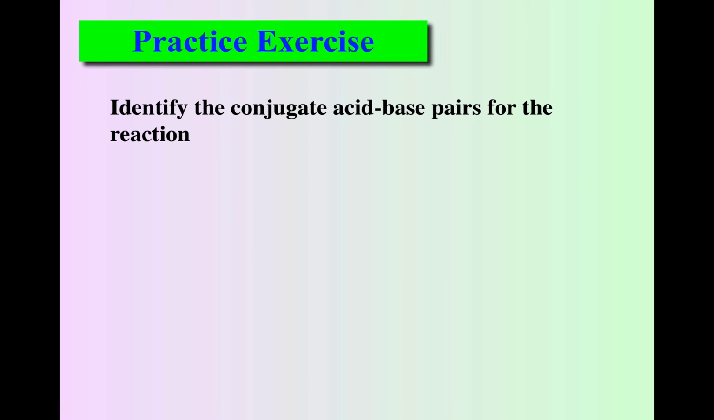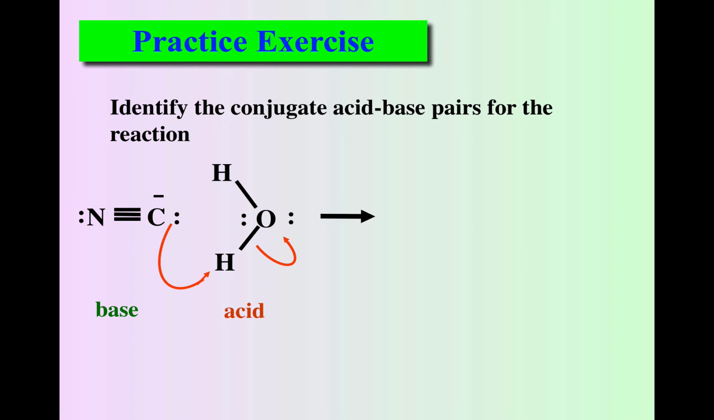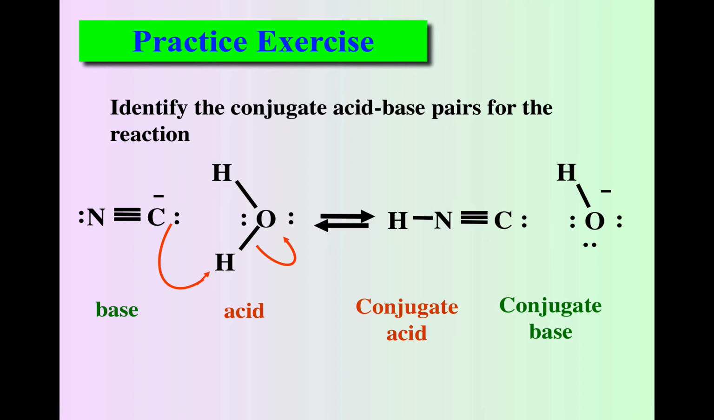So identify the conjugate acid-base pair for the reaction. So we have cyanide ion reacting with water to form hydrocyanic acid and hydroxide. So the conjugate acid of cyanide ion is hydrocyanic acid. The conjugate base of water is always hydroxide. So if you take an H off of water, you make hydroxide.